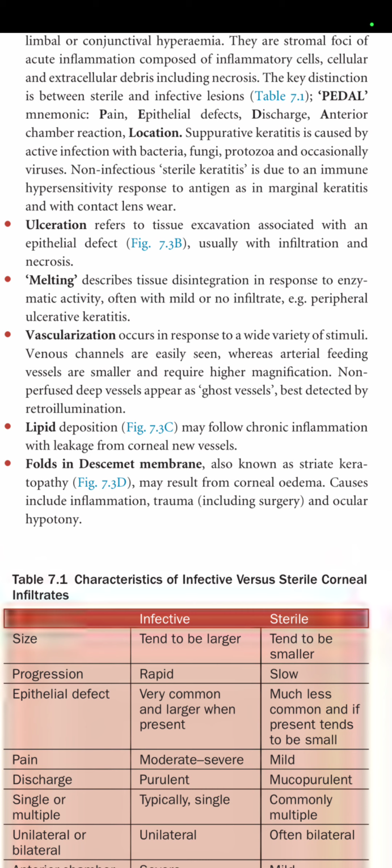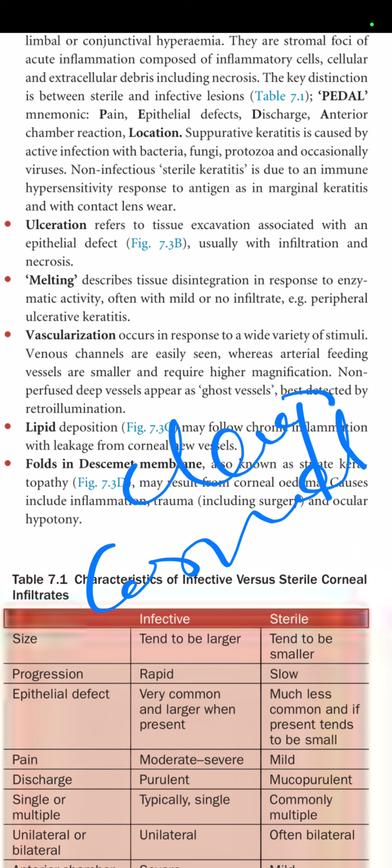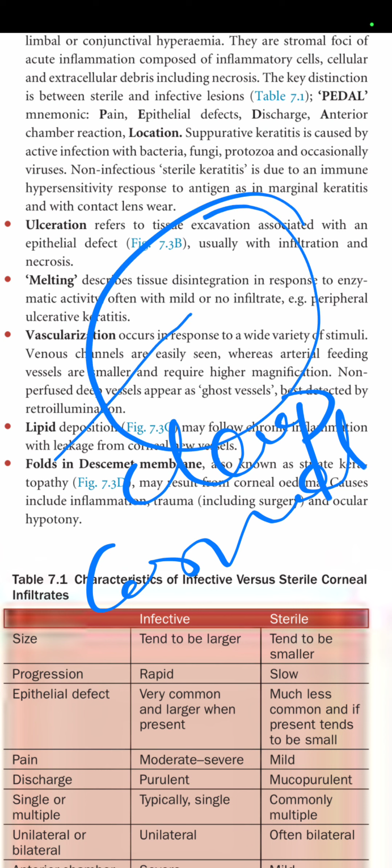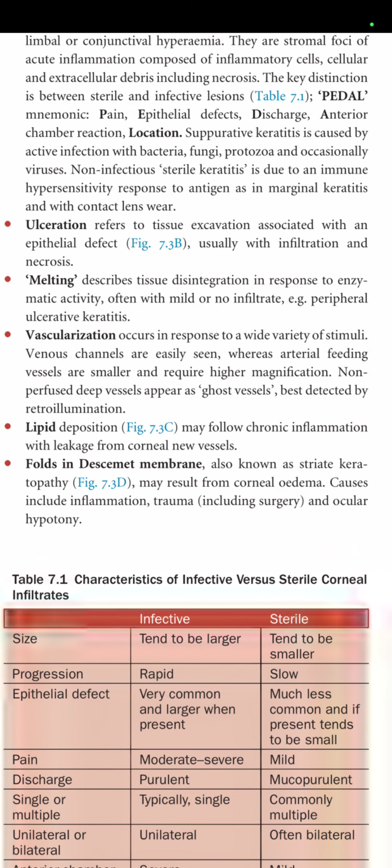So what happens is vascularization can also happen in the corneal diseases, and in deep corneal vascularization you can also see ghost vessels, and they are best detected during retroillumination. Next is lipid deposition. It is very important. Anything that causes a chronic inflammation of the eye can cause lipid deposition in the cornea.